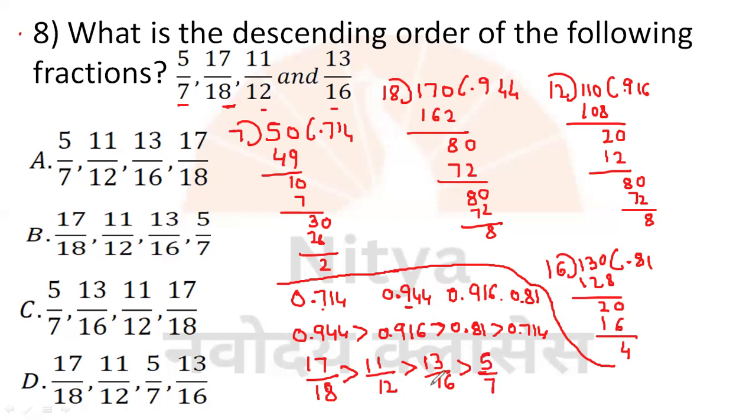So now we have to check out the options where it says 17 by 18, 11 by 12, 13 by 16, 5 by 7. That is in option number B. So option number B is our answer. Okay, in this way you can find the ascending or descending order. Here we have to find the descending order, so we have to arrange these numbers from largest to smallest. Okay. So next one.